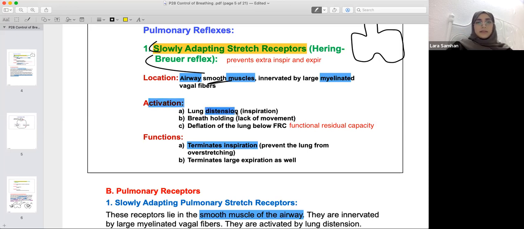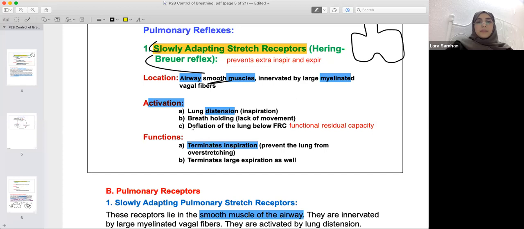Once we have any distension, or once the individual inspires a lot, so we will have a very big inflated lung. That means the slowly adapting receptor will say, please, we don't want to over inspire. Let's stop the inspiration at this phase. Who's going to stop this is basically the slowly adapting receptors. And then if, for example, we have breath holding, we don't want to hold the breath in the lung for a couple of minutes. No, we want exchange to happen, inspiration and expiration. So this is going to be stimulated by what? By the slowly adapting stretch receptors.